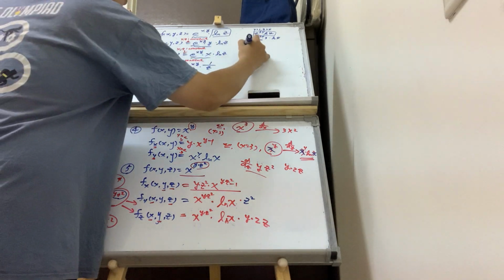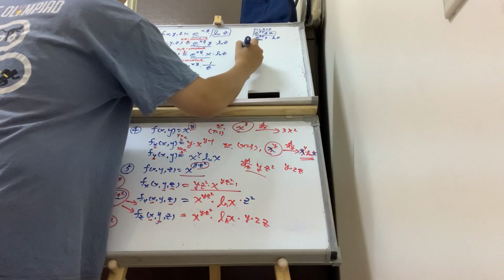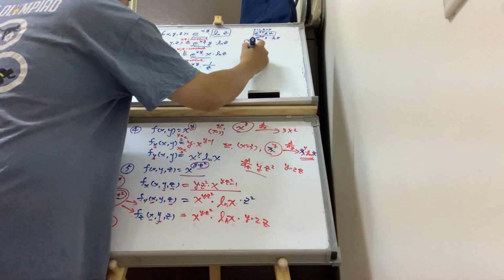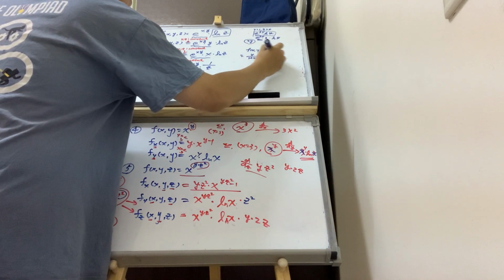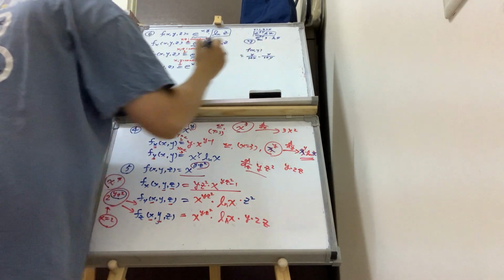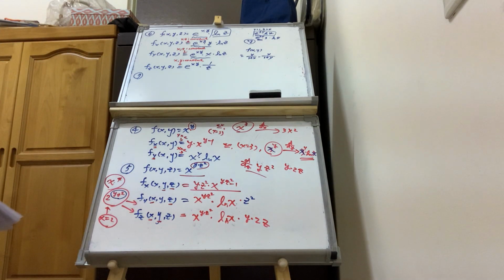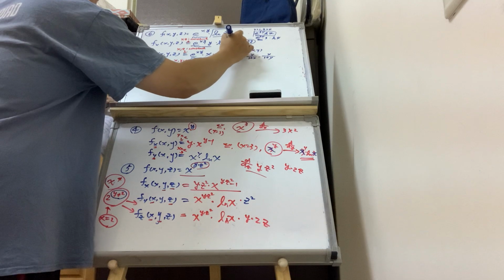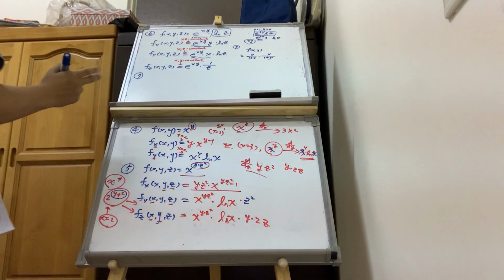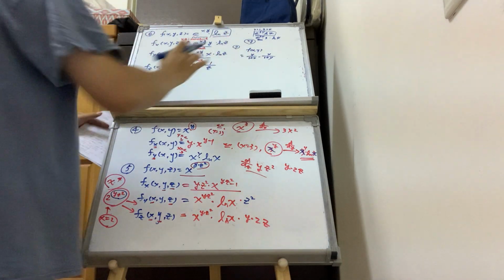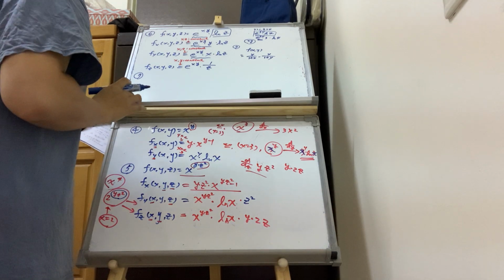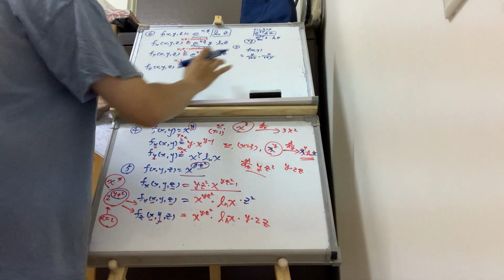Okay. And the next one is this one. The next one is y over 1 plus x subtract x over 1 plus y. This one, this function. Number 7 is the next. We still have 2 examples. Yeah. And the 7th one is this one.